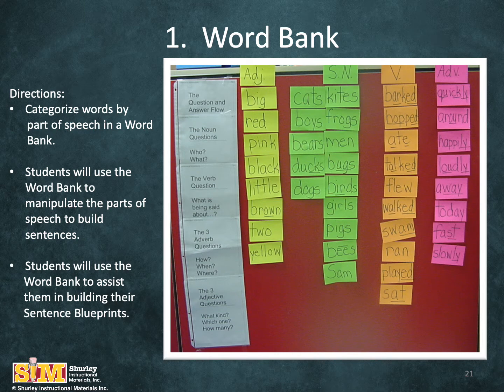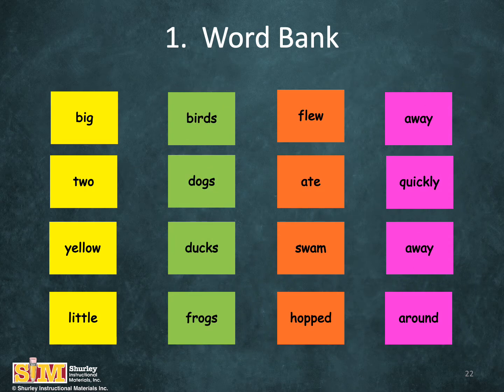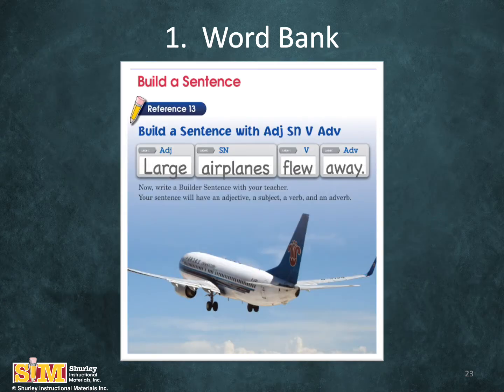The directions say to categorize words by part of speech in a word bank. Students will use the word bank to manipulate the parts of speech to build sentences. Students will use the word bank to assist them in building their sentence blueprints. The students can use the word bank to create their own sentences by manipulating the words in the categories. When they write the sentence, they will add the capital letter and end mark. The students can also use the words to create their own sentence following the labels and directions in the sentence blueprint.